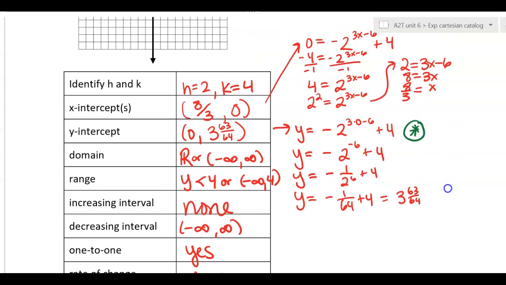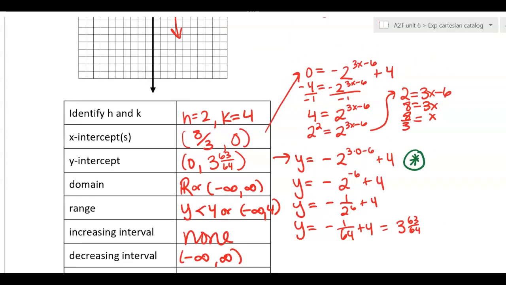Okay. So I took the equation, I plugged in 0 for x. So the first thing I did was calculate what value is in the exponent here. 3 times 0 minus 6 gives me a negative 6 in the exponent. Okay. Remember, this negative is not part of what's being raised to the power. So 2 to the negative 6 means 1 over 2 to the 6th, which would be 1 over 64. So I have a negative 1 over 64 being added with 4.